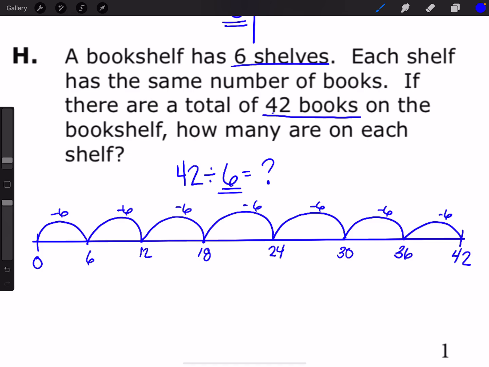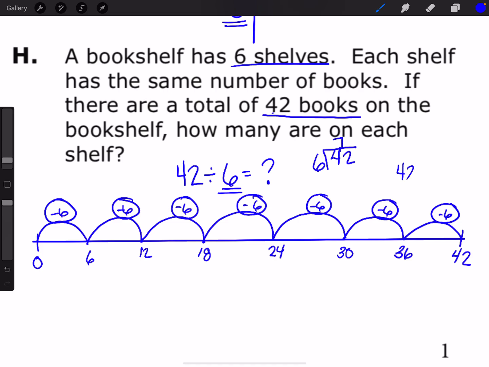So now we need to figure out how many chunks of 6 we went backwards. So we have 1, 2, 3, 4, 5, 6, 7. So 42 divided by 6 equals 7. You can also do it the fraction way. 42 divided by 6 is 7.